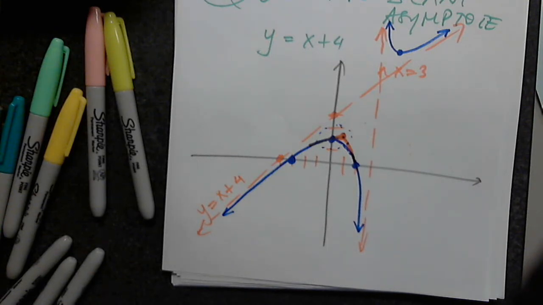And this is type 2. So the only difference, type 3, forgive me, the only difference is the slant asymptote. Everything else is the same. So please choose another function.